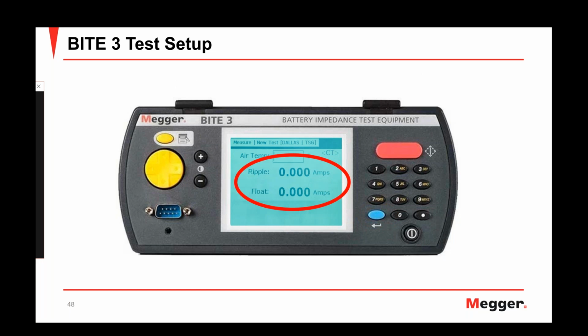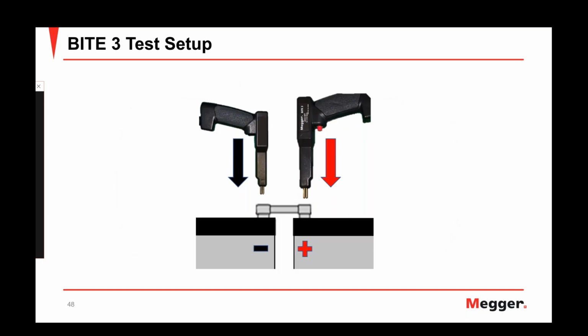To do this, you're going to place your probes across one of the straps in the string in this manner with the red lead on the positive post and the black lead on the negative post. And once you have a stable reading, go ahead and pull the trigger on the red probe to record that value.